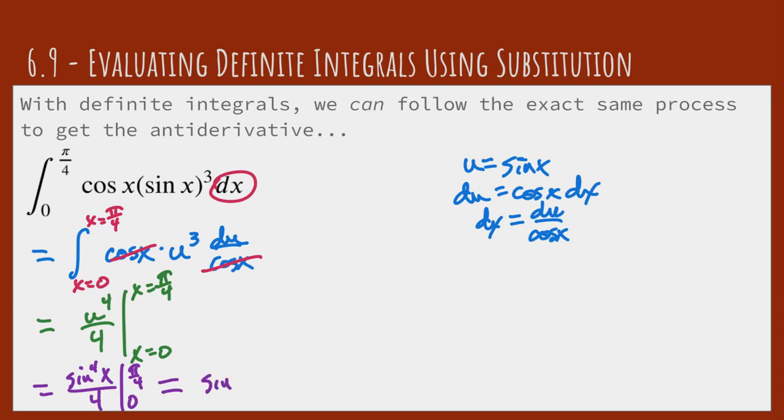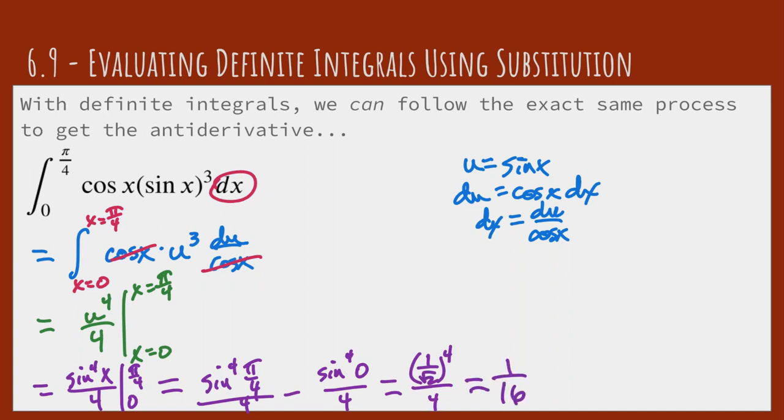So now we're going to have sine to the fourth of pi over 4 minus sine to the fourth of 0, over 4. So sine of pi over 4, a 45-degree angle, is going to be 1 over square root of 2. 1 over square root of 2 to the fourth power over 4 minus 0, since sine of 0 is 0. So 1 over square root of 2 squared is going to be 1/2, and then that squared again is going to be 1/4.